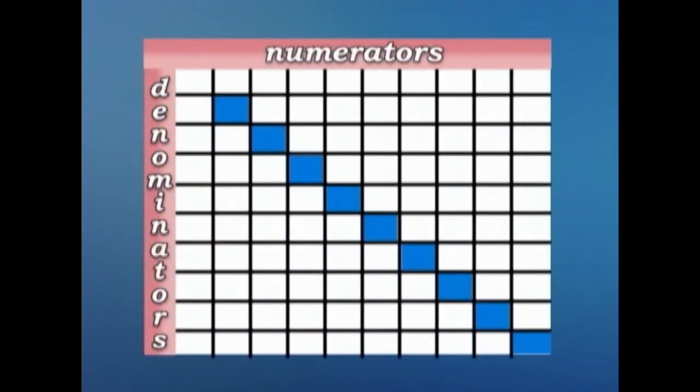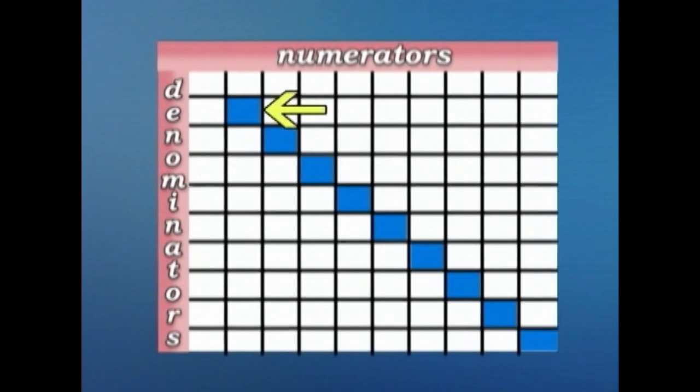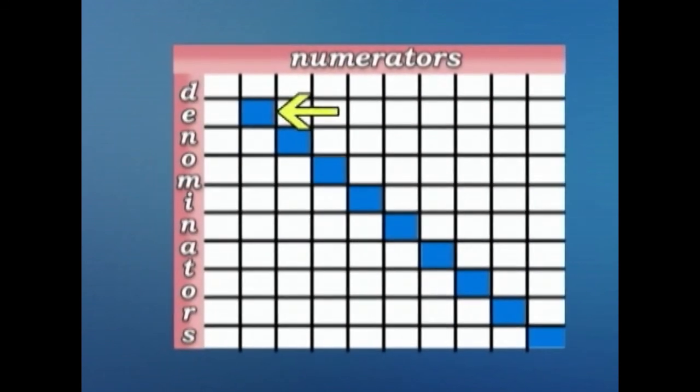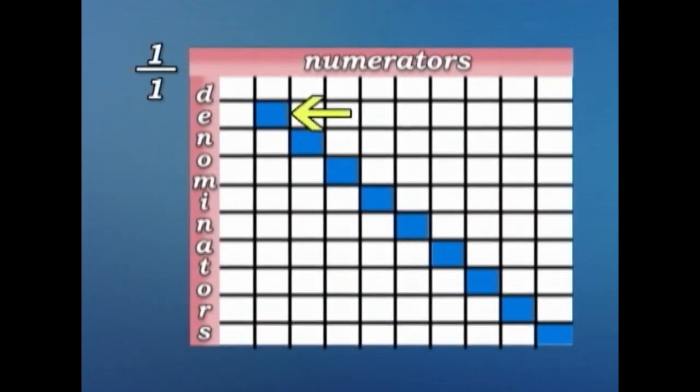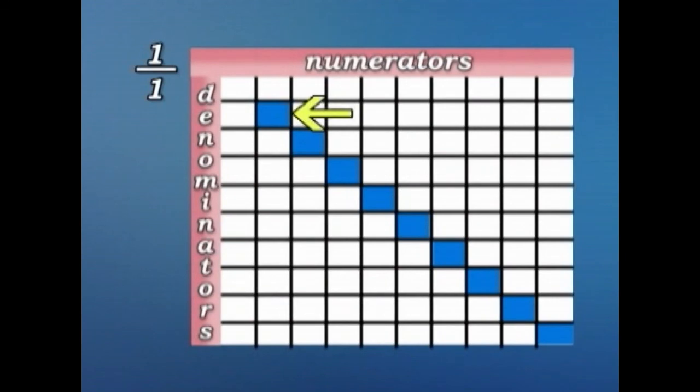Look at this graph. Along the top it says numerators. Let's look at the first blue square. That is the same as 1 over 1. But how do we know that? Let's write the numerators along the top row. So above the blue square, write 1, and then write 2, 3, 4, 5, 6, and so on, all the way along the row. So now we filled in the numerators.